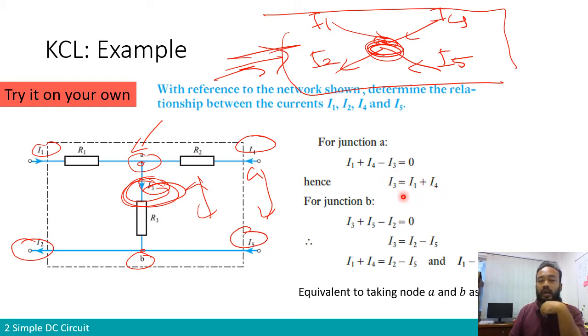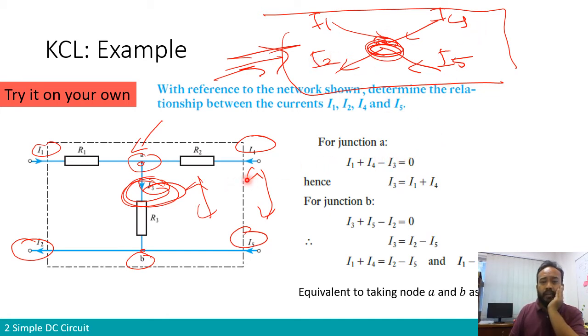So I3 equals I1 plus I4 in junction A. But I3 is also equal to I2 minus I5 in junction B. So both of them are I3, so we set them equal. So we will get, as mentioned here, I1 plus I4 equals I2 minus I5. So you don't have I3 anymore. This is the relationship that is now representing the relation between I1, I2, I4, and I5 without I3.